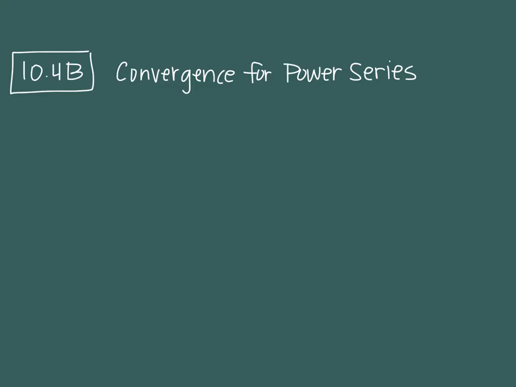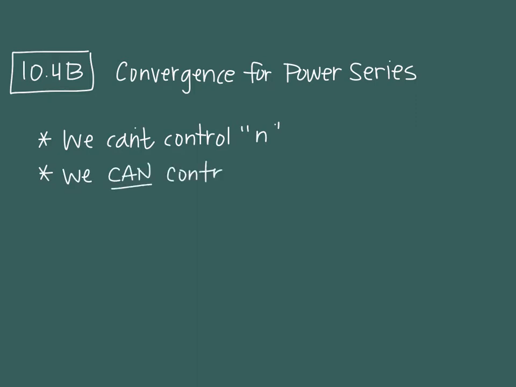N just proceeds from 0 or 1 or whatever on through infinity. X we have to control. In order for a power series to converge, that has to be controlled within an interval. All right, so that's two things you've got to take away. We can't control n other than where it starts. We can control x using an interval of convergence.